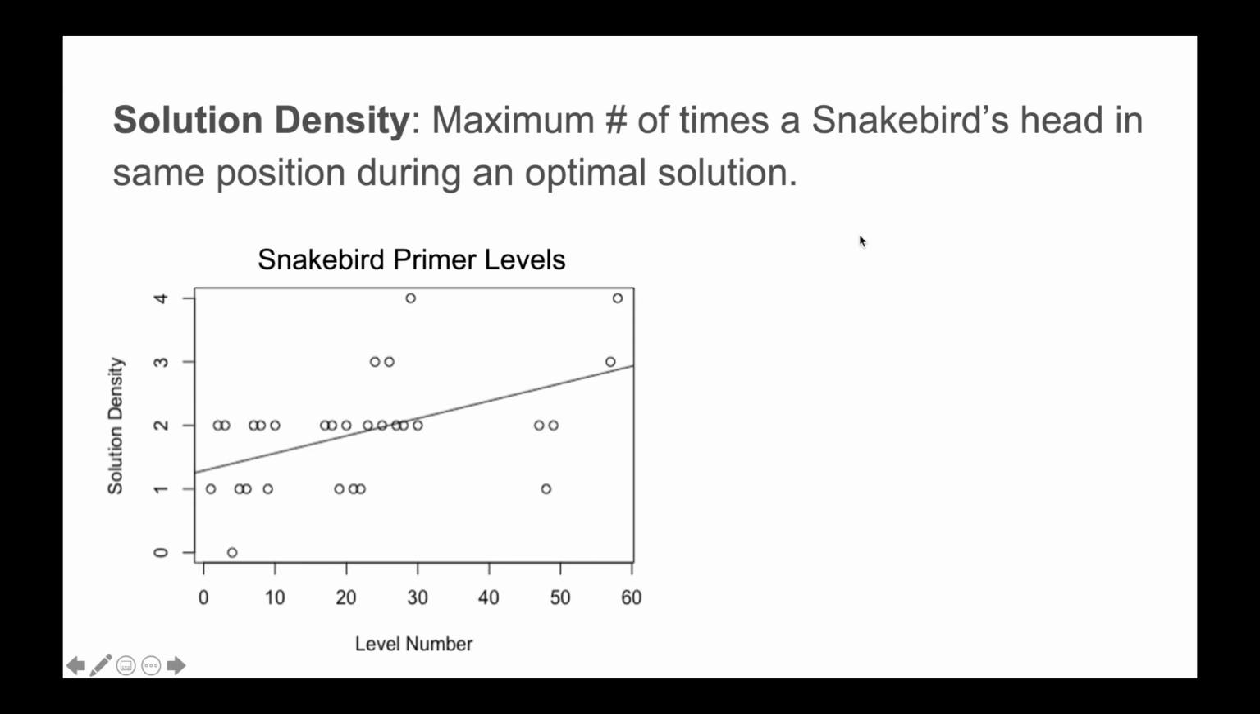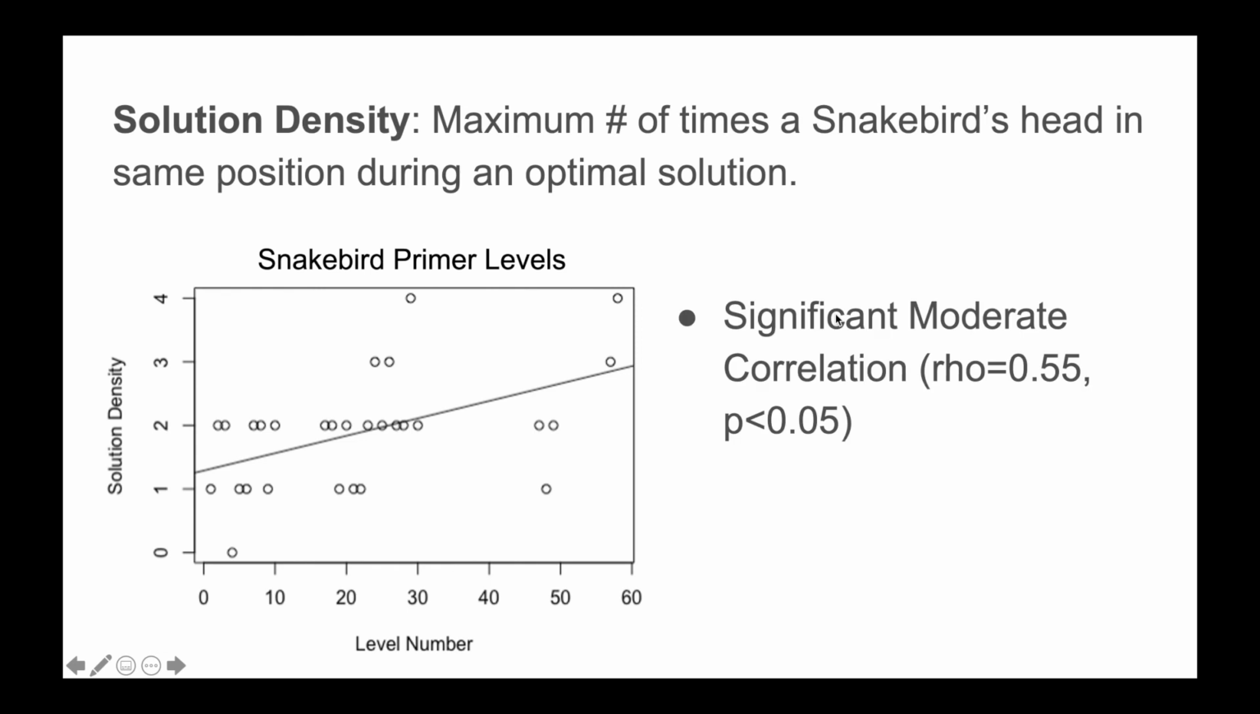So what we have here is a scatter plot of the snakebird primer levels. The x-axis is the level number, so literally the number in the game, level 1, 2, 3, 4, 5, 6, just as they're numbered in the game as you play them. And the solution density is on the y-axis here. And you can see that there's a correlation where the levels that are sort of higher up in the ranking have generally a higher solution density. And in fact, there's a significant correlation here using Spearman's rho with a rho of 0.55.